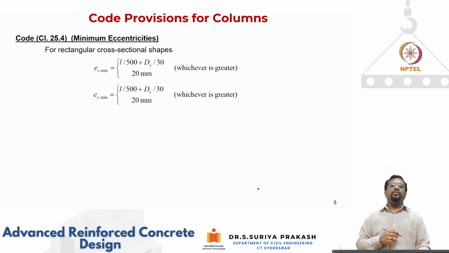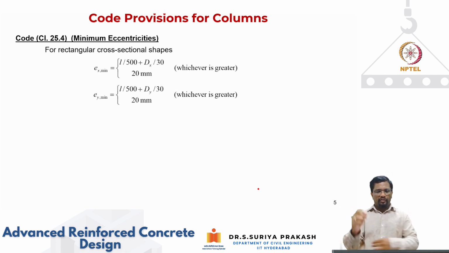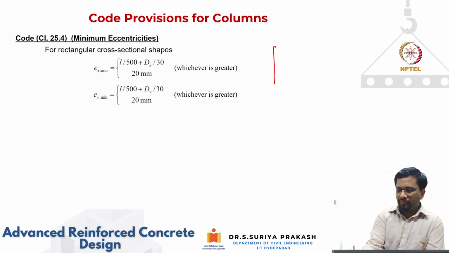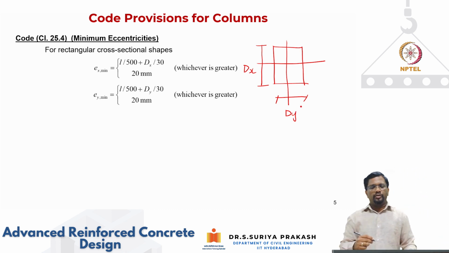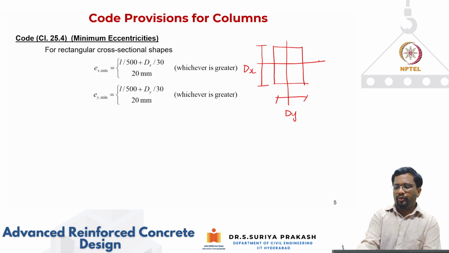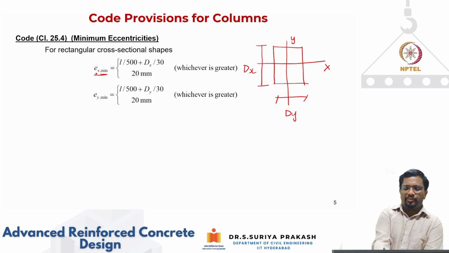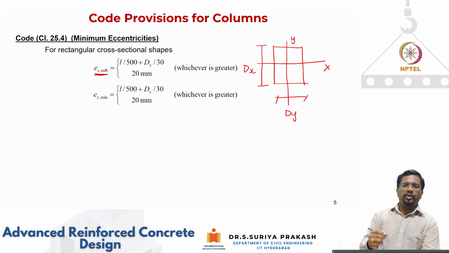Clause 25.4 of IS 456 2000 gives you some minimum eccentricity. In the last part of the video we have discussed this. If you're taking a column, you can have bending about both the axes like this. The major axis dimension we consider as dx, the minor axis dimension we consider as dy. So let's see what the minimum eccentricity is that the code requires. If I'm talking about, let's say, the x-axis, and let's say this is the y-axis, what does the code say? The ex minimum that needs to be considered is L by 500 plus dx by 30, right?